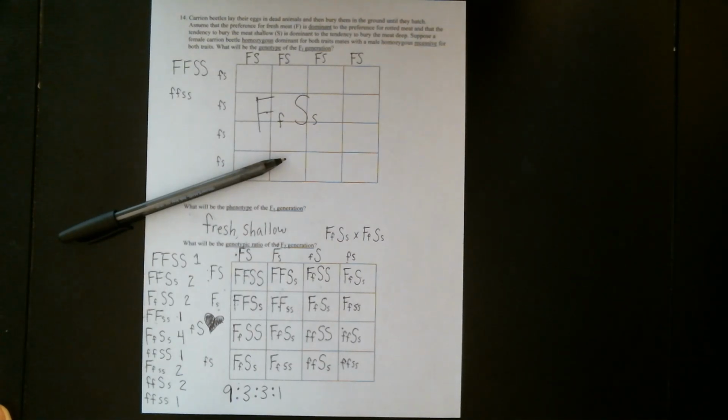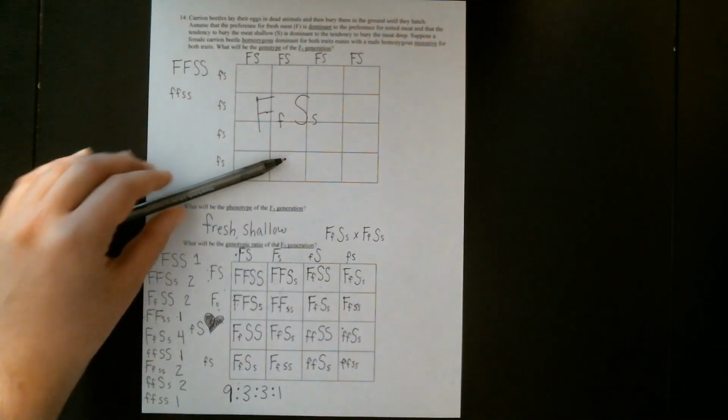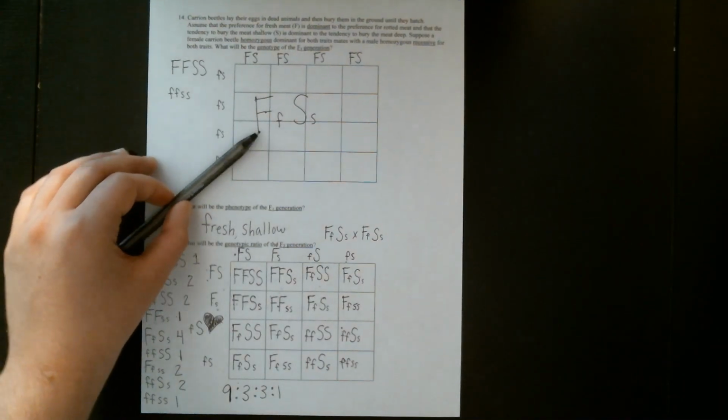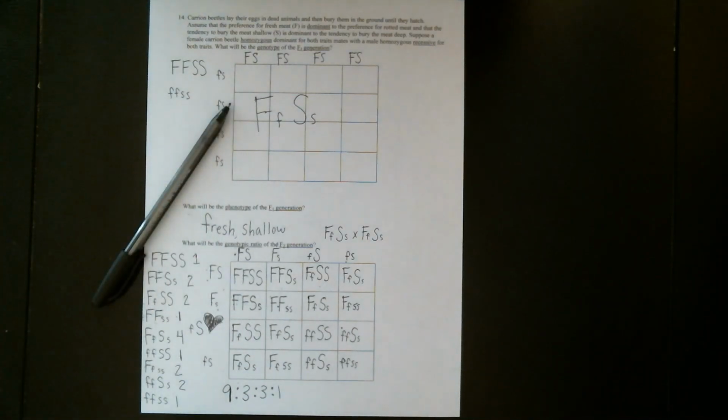So yeah, thank you guys so much for watching. Now you know how this works. You can apply it to anything. So like eye color and hair color, you know, if both your parents have blue eyes and blonde hair, try to figure out what the possible children are, you know?